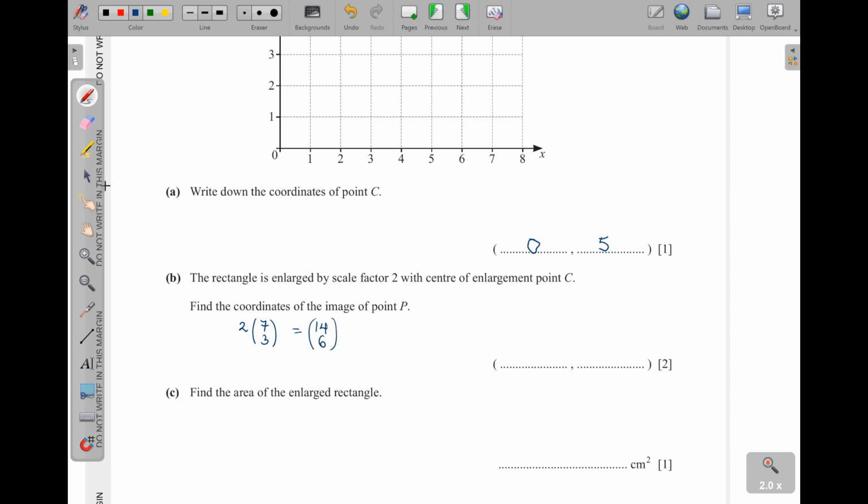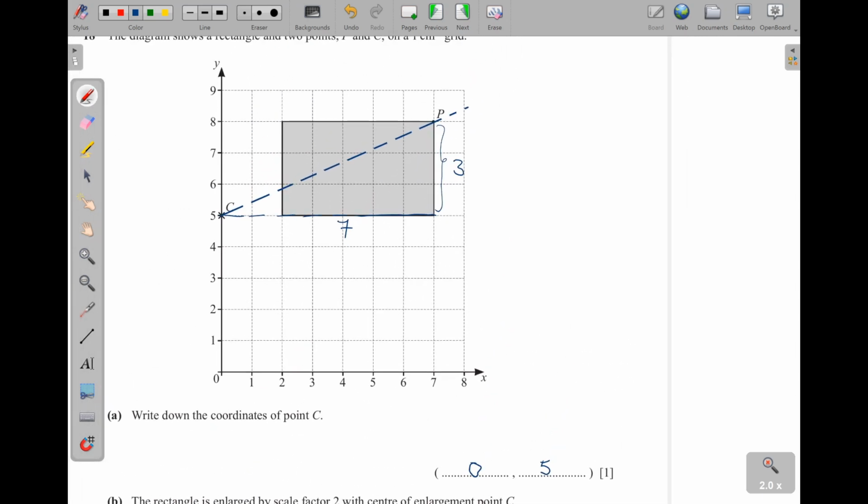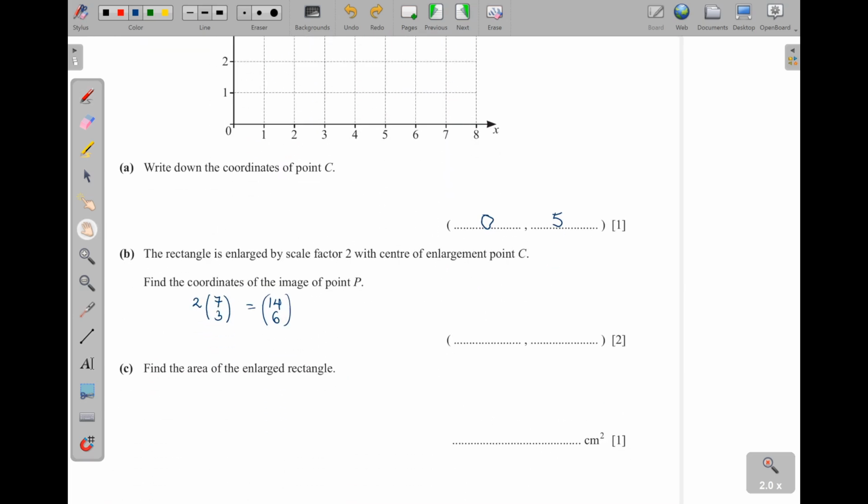That means for us to get the coordinate of P prime, we shall now move 7, then another 7, then 3, then another 3. That is where that line will meet it. So that is 14, 3. So we shall come back here and now write the P prime.